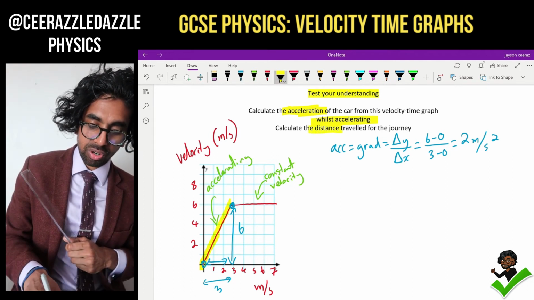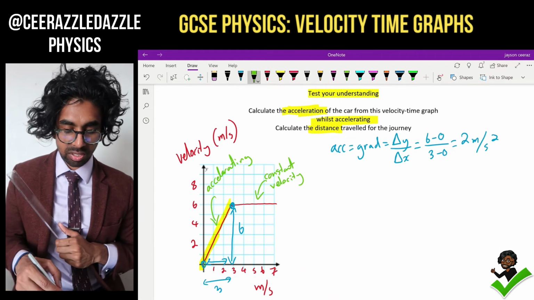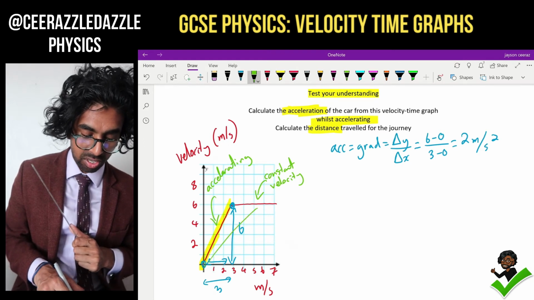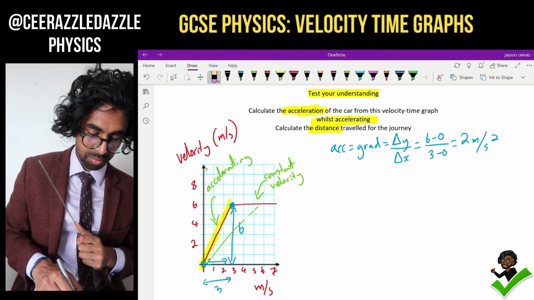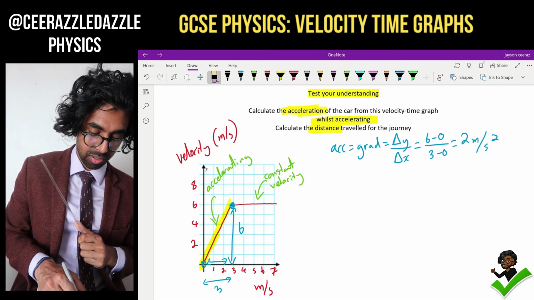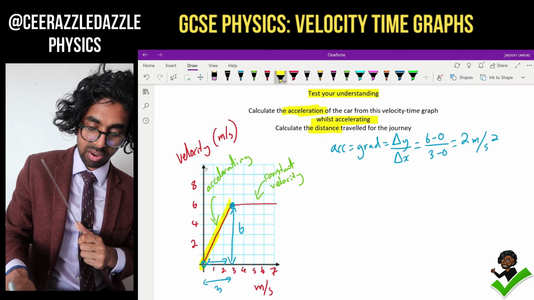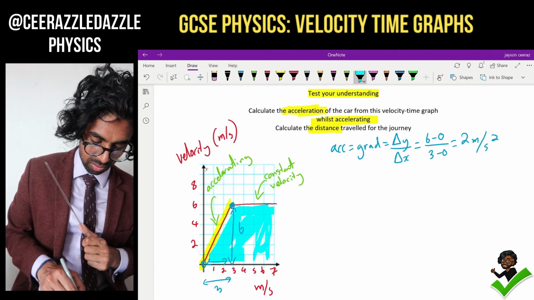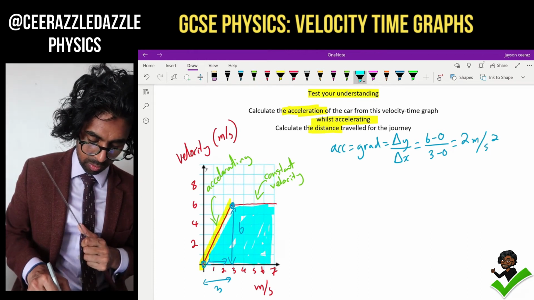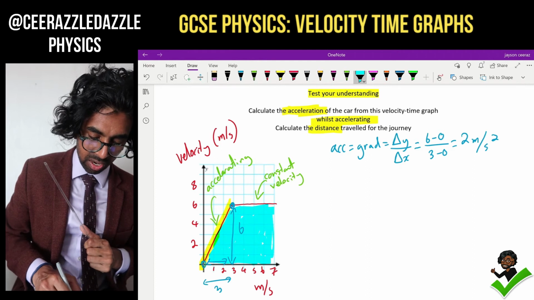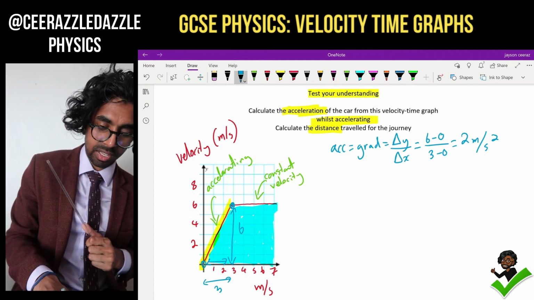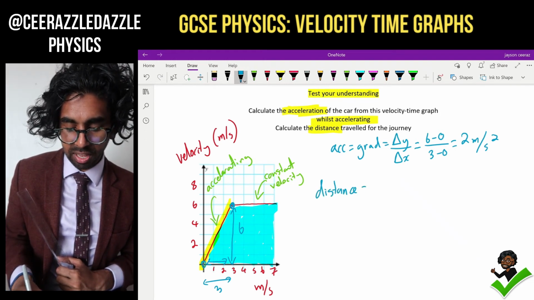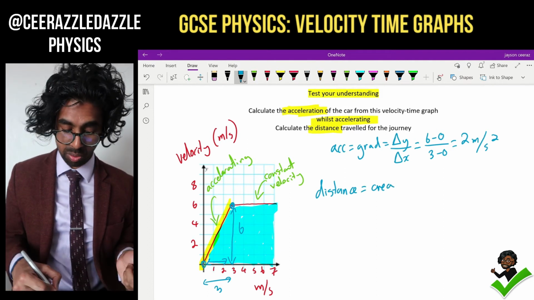Now, what about the distance? How would I work out the distance travelled? Well, to work out the distance, I simply need to work out the entire area of this thing here. To work out the area of it, I need to work out the area under the whole thing, for the entire journey. Right, so from here, let's start. To work out the distance, I know it's going to be simply the area under the line.